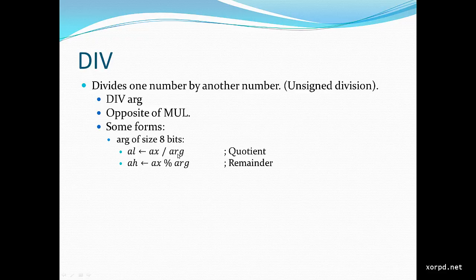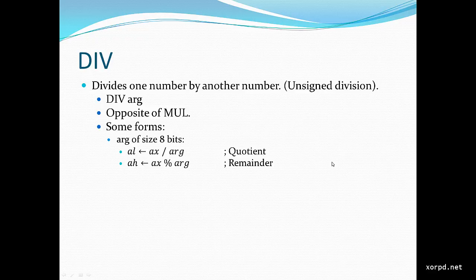Ax is divided by arg, and the result is going to be stored inside al. At the same time, the instruction is going to find out the remainder of ax divided by arg. This is how we represent remainder, by the percent symbol. Some people call this the modulo, which is the same. This is just the remainder when dividing ax by arg. And the result is stored inside ah. This is called the remainder.